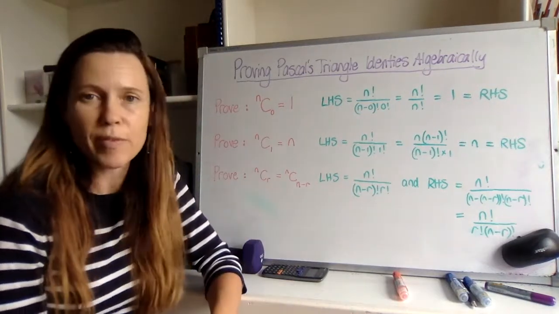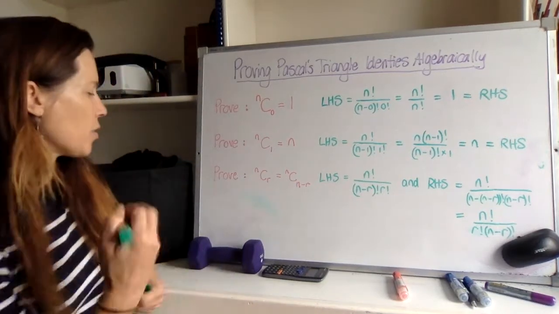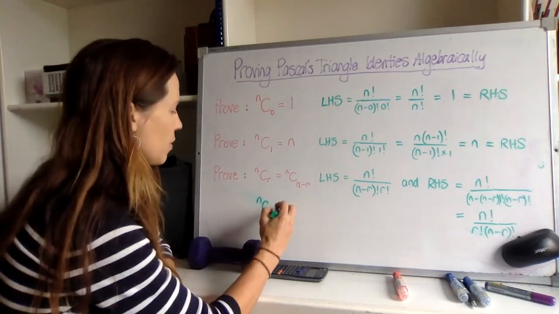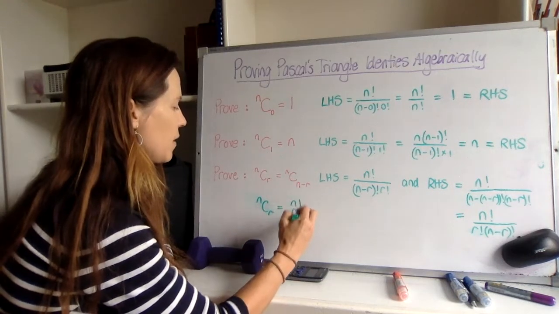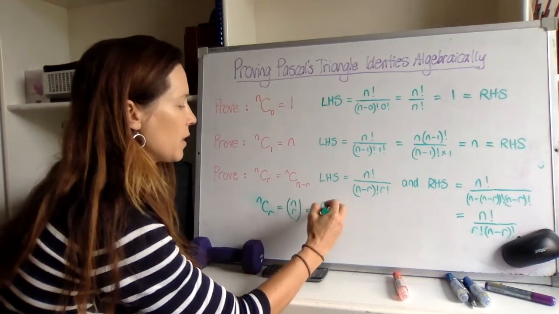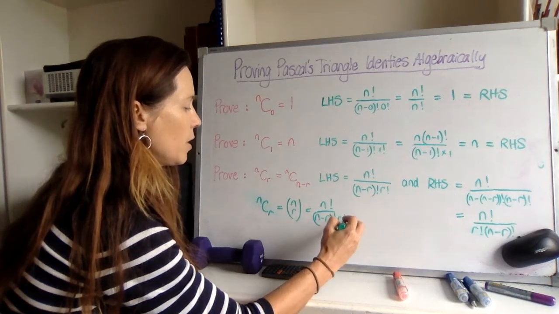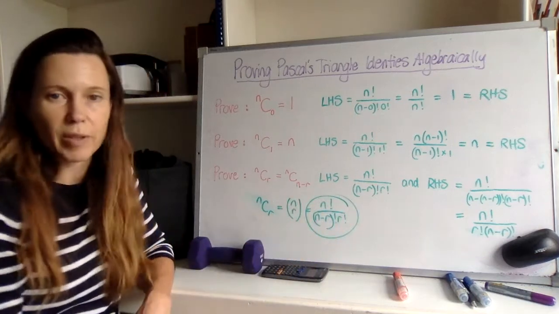You can also prove them algebraically, but that relies on using the n choose r formula. Now we know that n choose r can be written like this, it can also be written like this, and the formula for it is this. So it relies on knowing that formula there.